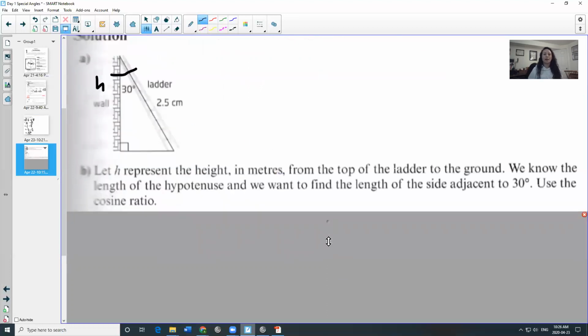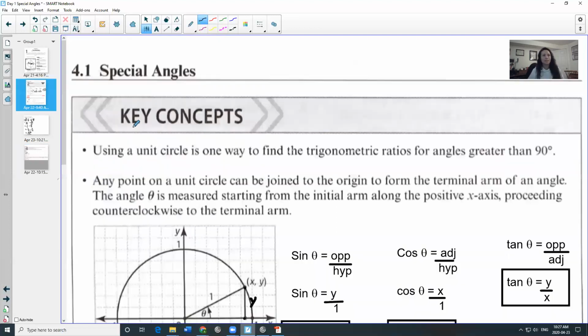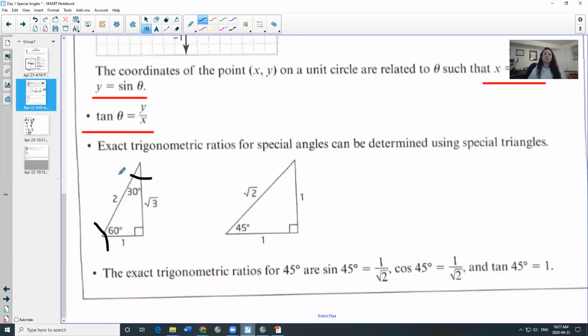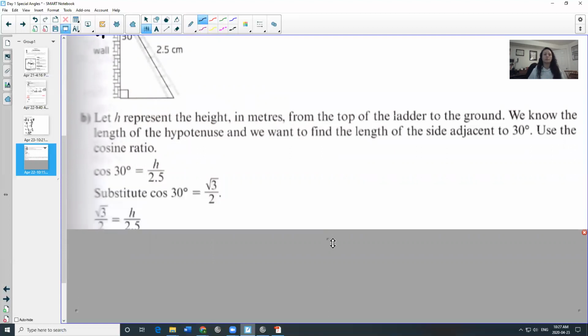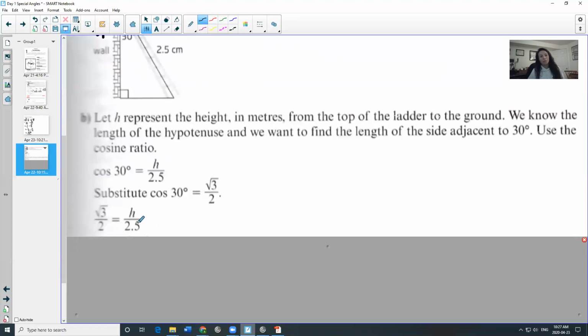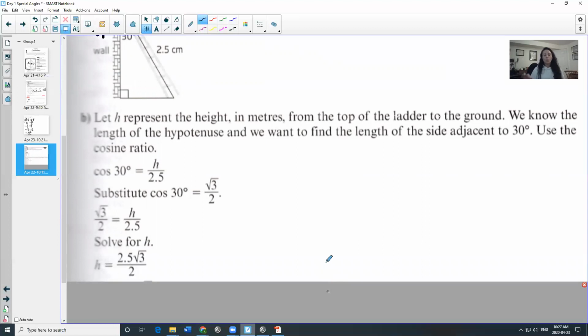So cos of 30, we're going to write our ratio down, is the adjacent, H, over the hypotenuse, 2.5. But I know that cos of 30, based on my special triangles, I'll show it back to you here. Cos of 30, I'm going to go to my 30 degree, adjacent over hypotenuse, √3/2. So I'm going to replace cos of 30 with √3/2. Isolate for H, bring the 2.5 onto the other side. You solve for H.